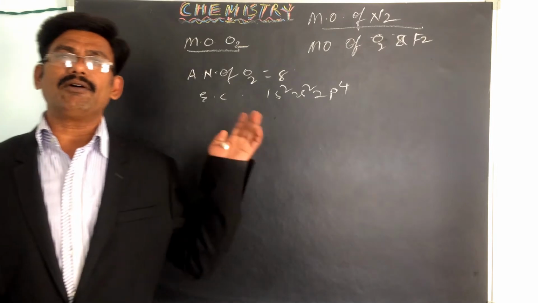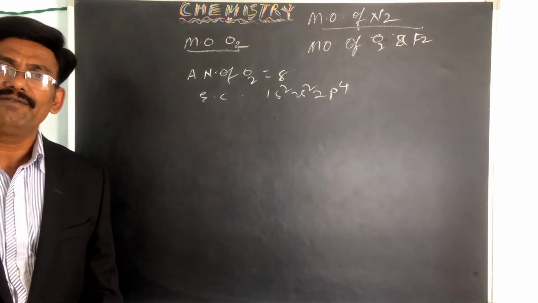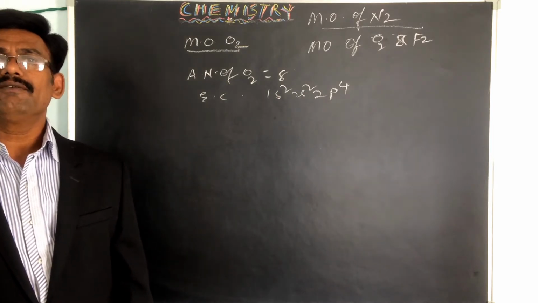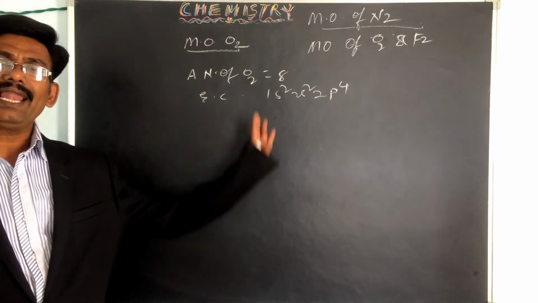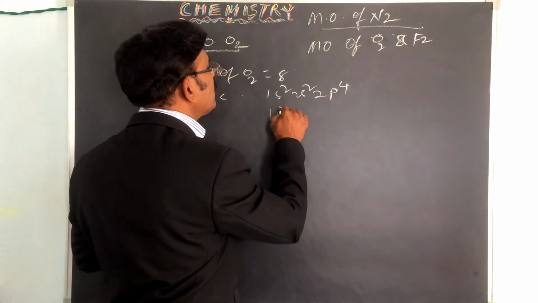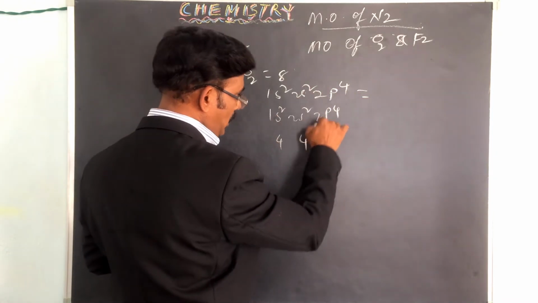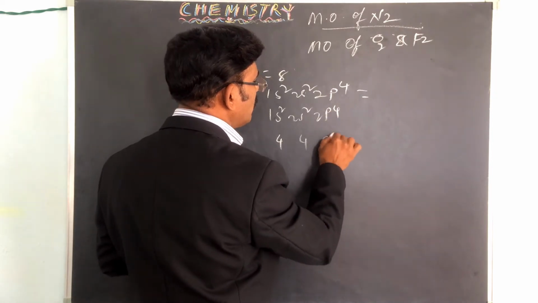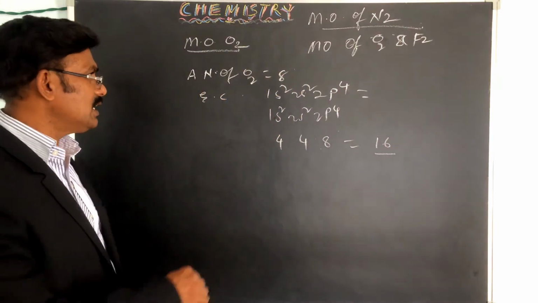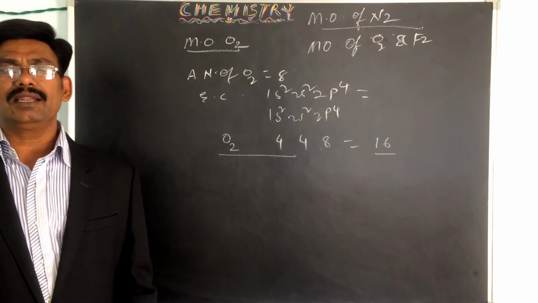Now, the atomic number of oxygen is 8, so the number of electrons is also 8, that is 1s2, 2s2, 2p4. The other oxygen also has 1s2, 2s2, 2p4. That means 4 electrons in the 1s level, 4 electrons in the 2s level, and 8 electrons in the 2p level. So the total number of electrons in the oxygen molecule is 16.